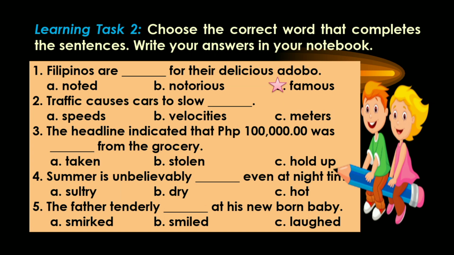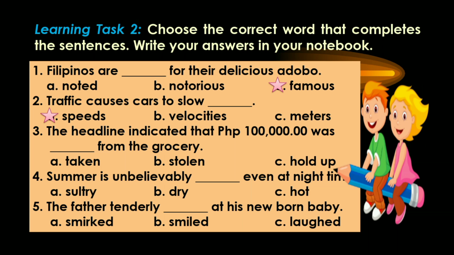This time, let's have learning task number 2. In this learning task, you're going to choose the correct word that completes the sentences. Write your answers in your notebook. Number 1. Filipinos are blank for their delicious adobo. Noted, notorious, or famous? Yes, the correct answer is letter C, famous. 2. Traffic causes cars to slow blank. Speeds, velocities, or meter? The answer is letter A, speeds. Traffic causes cars to slow speeds.